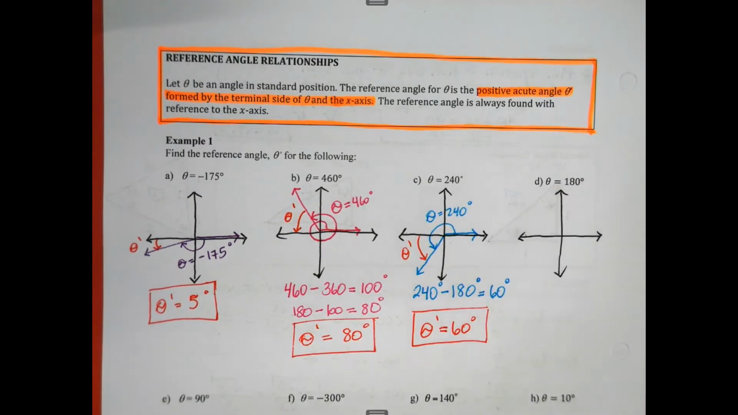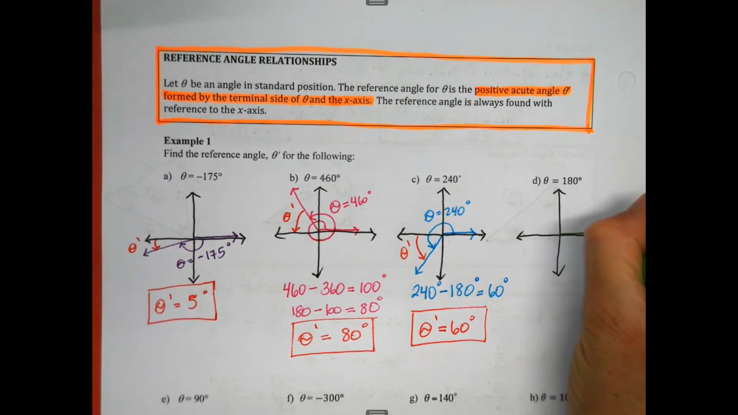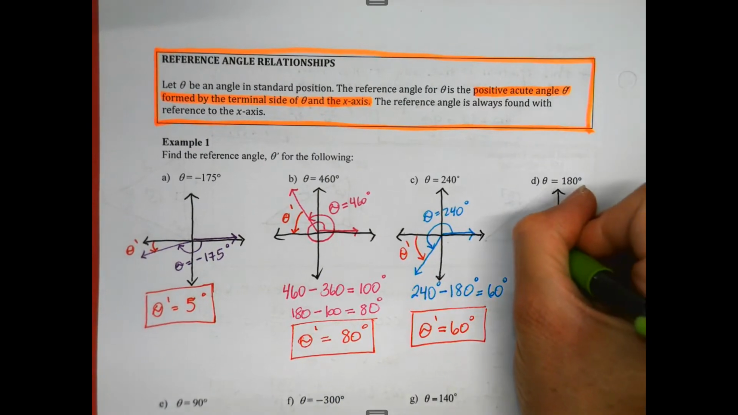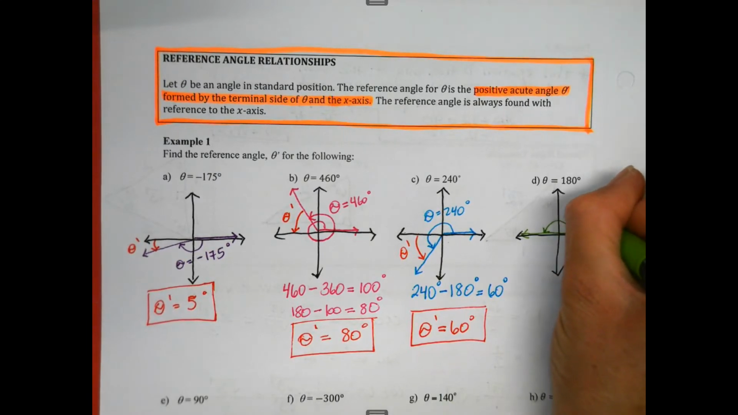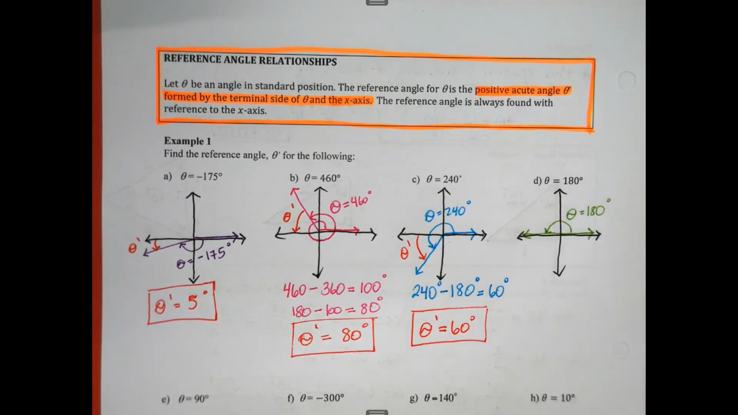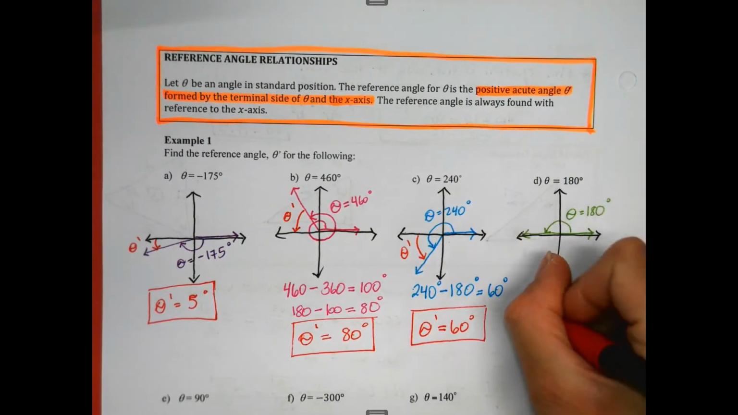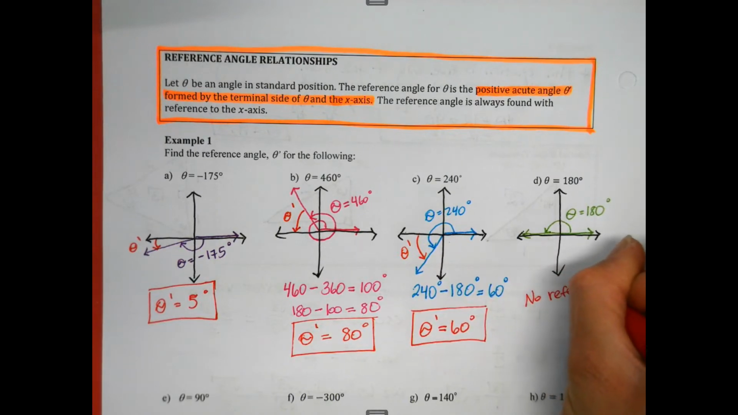Here we have that theta is equal to 180 degrees. So that's the angle that starts on the positive x-axis, rotates and ends on the negative x-axis. So that's theta. Whenever we have a quadrantal angle, so in this case, we are actually lying on the x-axis itself, there's no reference angle. So here we have no reference angle.